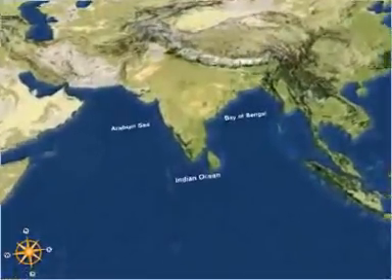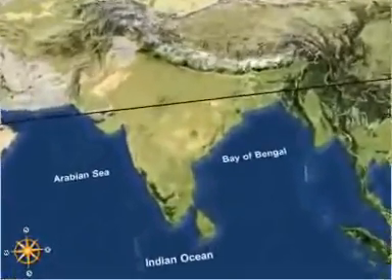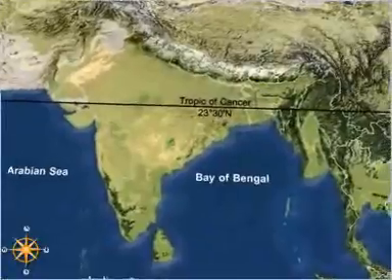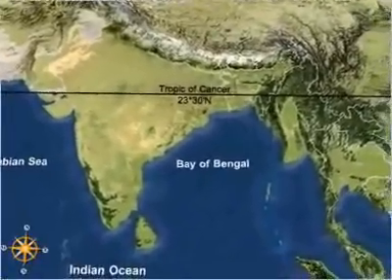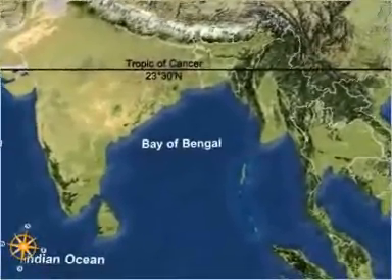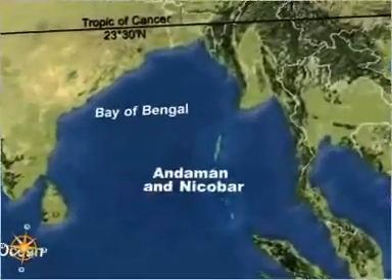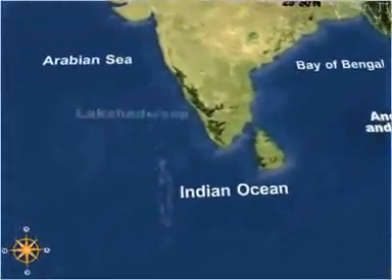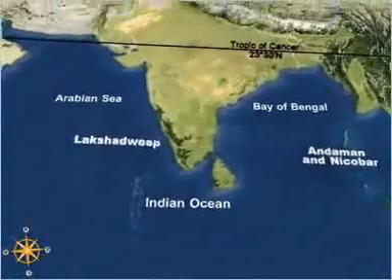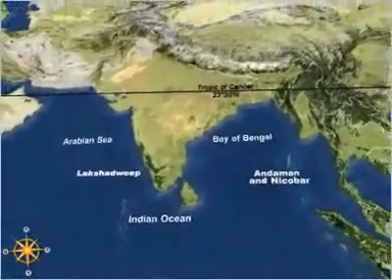The country is divided into almost equal parts, with the Tropic of Cancer at 23 degrees 30 minutes north. To the southeast of the mainland lie the Andaman and Nicobar Islands, and to the southwest lie the Lakshadweep Islands in the Bay of Bengal and the Arabian Sea respectively.